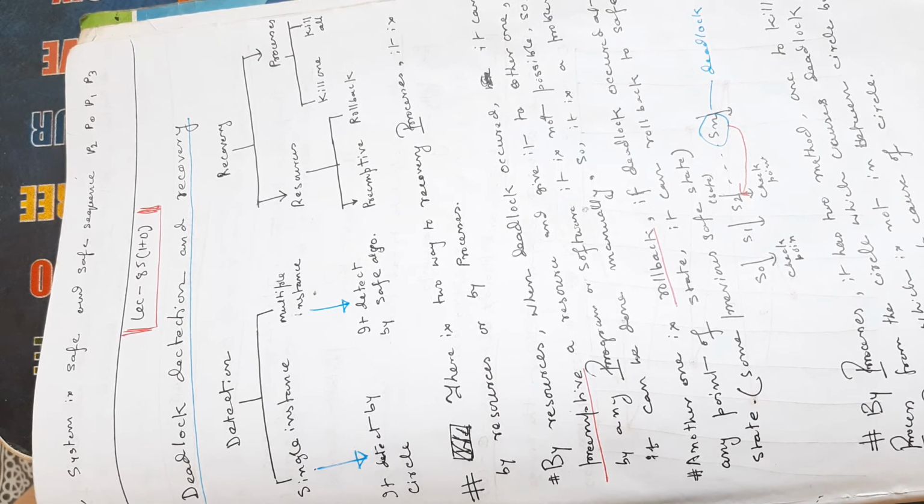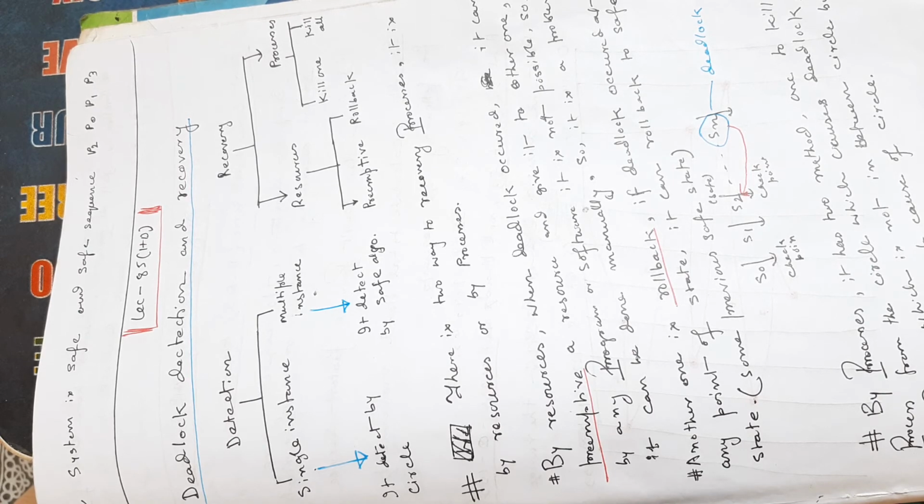But another way to recover the deadlock is rollback. That means when the deadlock has occurred, the system is rolled back to the safe position again. This is called the rollback process to recover the deadlock. The simple way, like in DBMS, we roll back to the safe system from the unsafe situation.